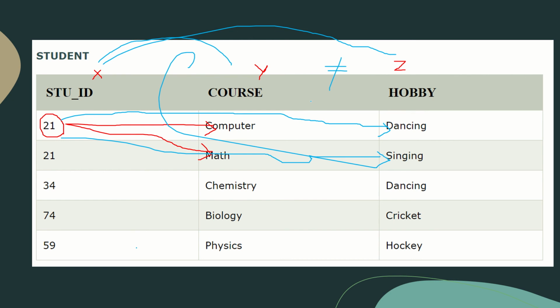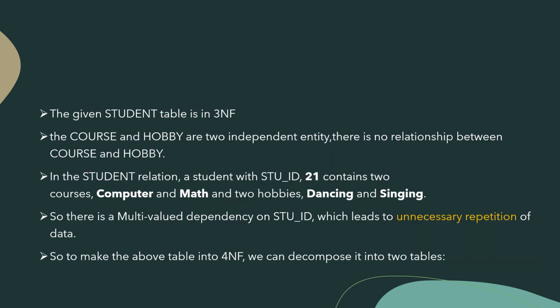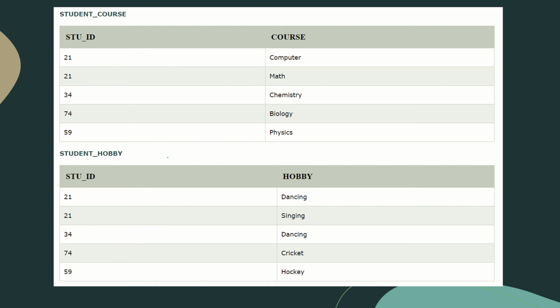So now how will we make a table into fourth normal form? In order to make a table into fourth normal form, we have to split that table. That is, we have to write the table like this. The first thing is that we will write X and Y in one table. Then we will decompose X and Z in another table. So now our table is in fourth normal form.